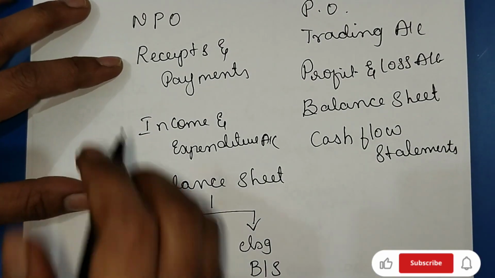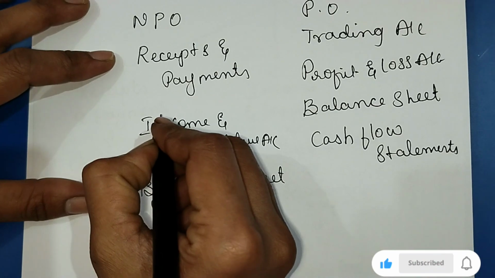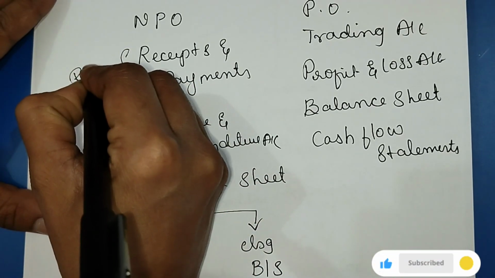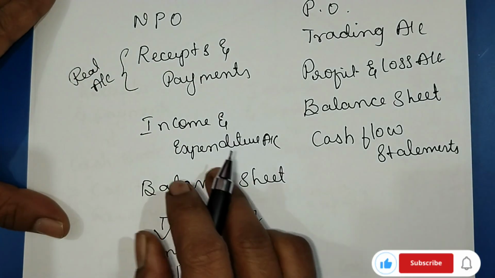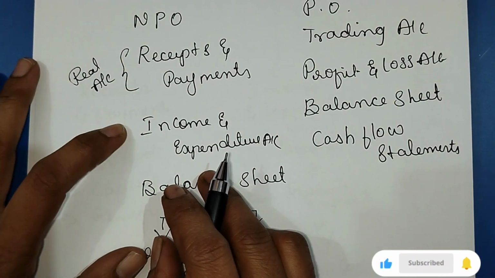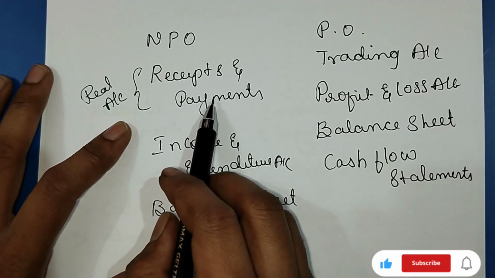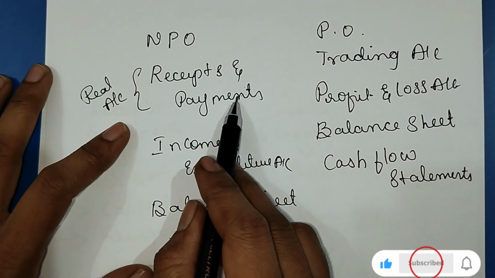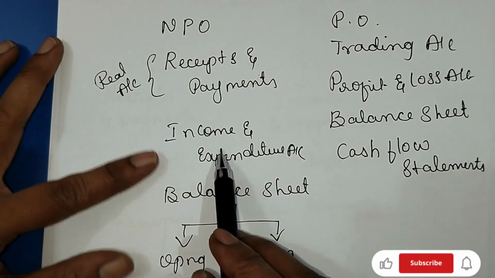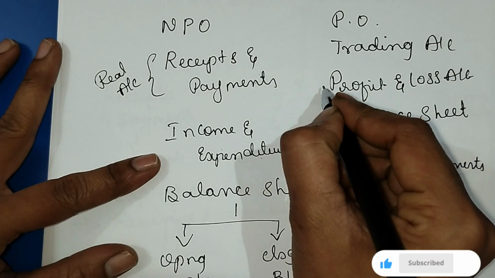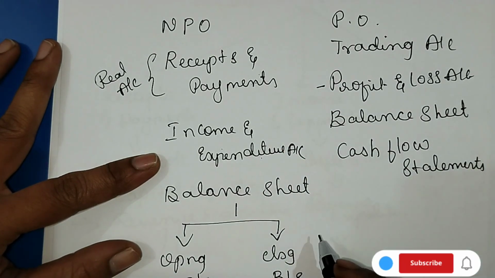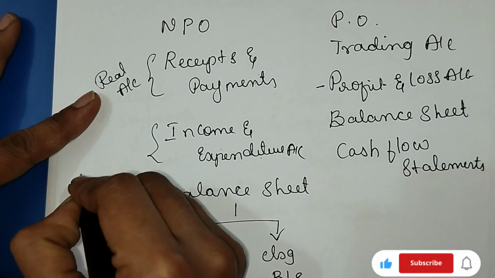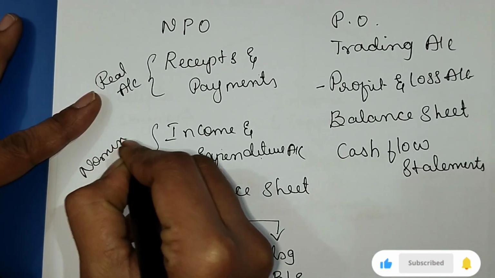Now here you can see the receipts and payment account serves the purpose of the real account. And here all the cash transactions we are recording. So this receipts and payment account is similar to the cash book, right? And income and expenditure is similar to the profit and loss account. It serves the purpose of the nominal account.